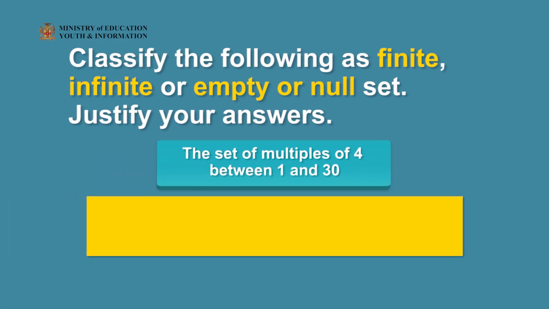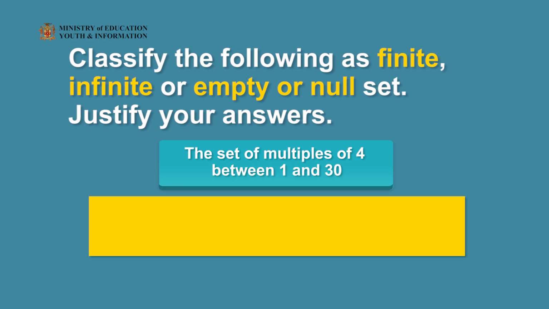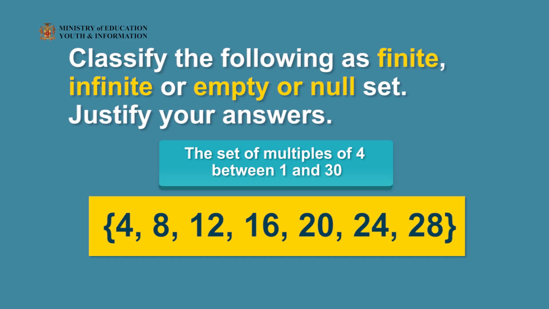Secondly, she asks you to list the set of all the multiples of 4 between 1 and 30. Very good. The set of multiples of 4 between 1 and 30 are 8, 12, 16, 20, 24, and 28. It is therefore classified as finite set.